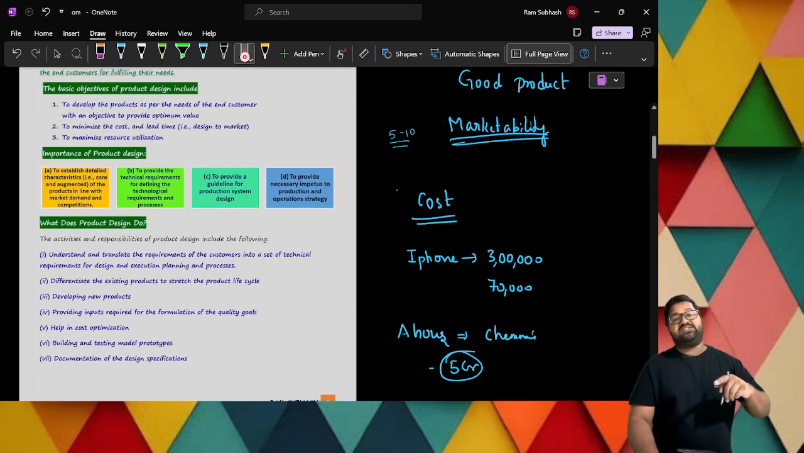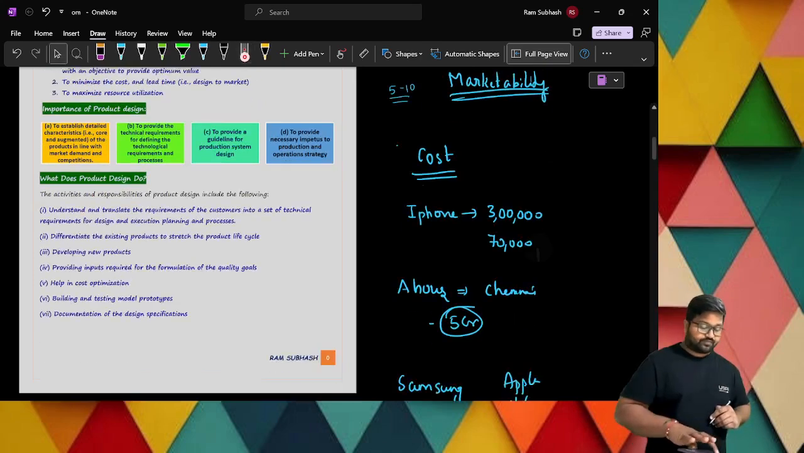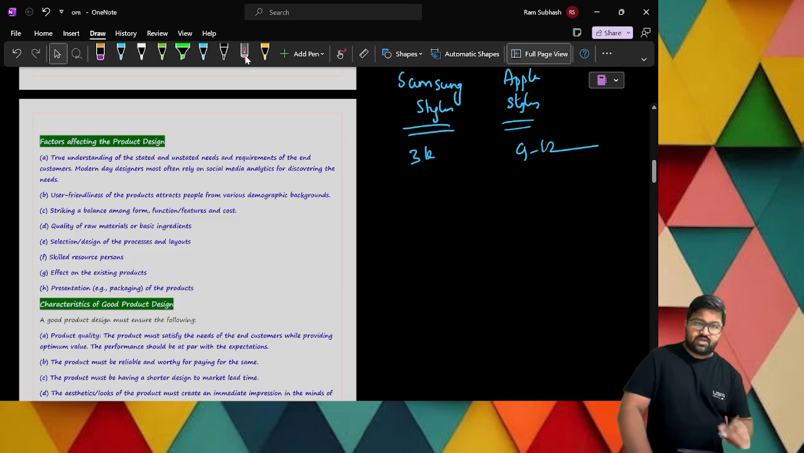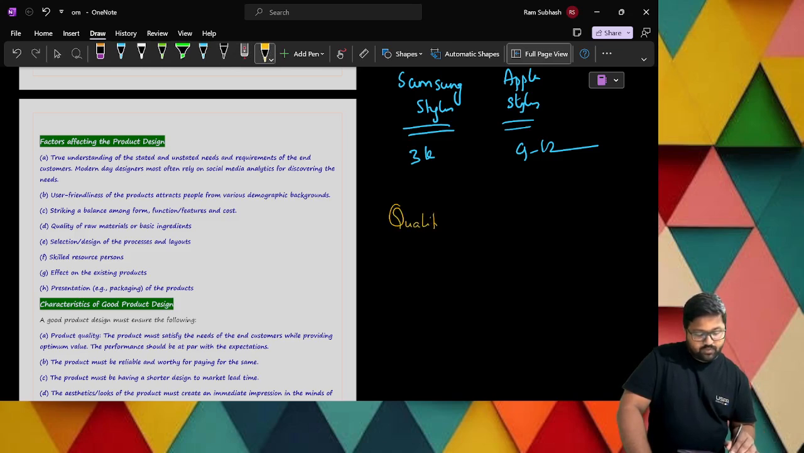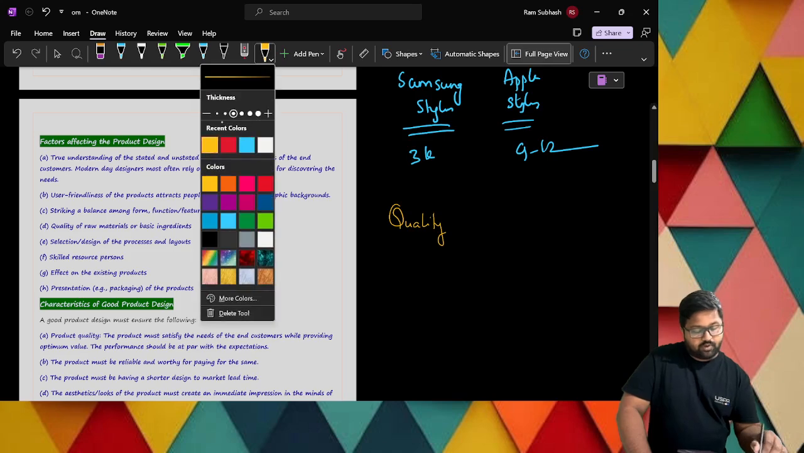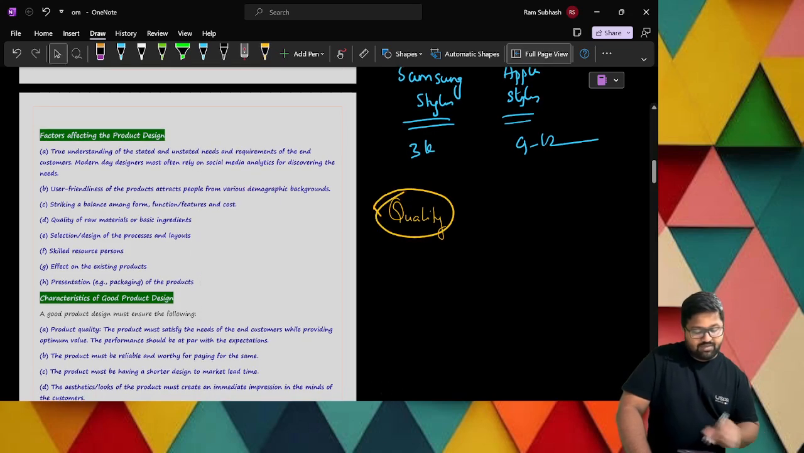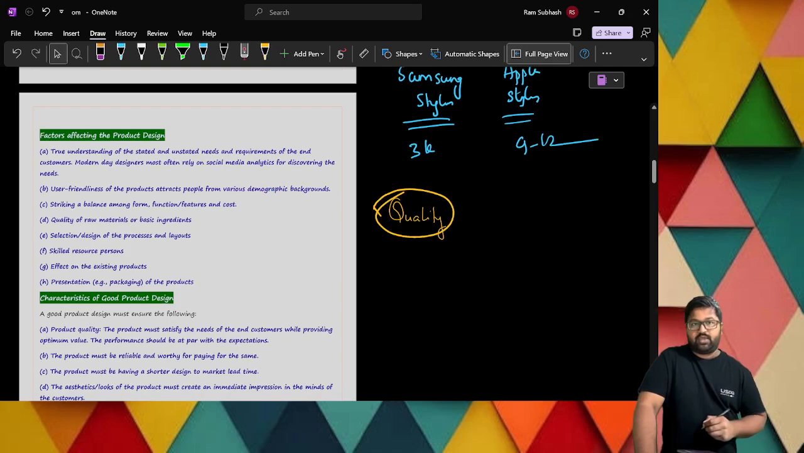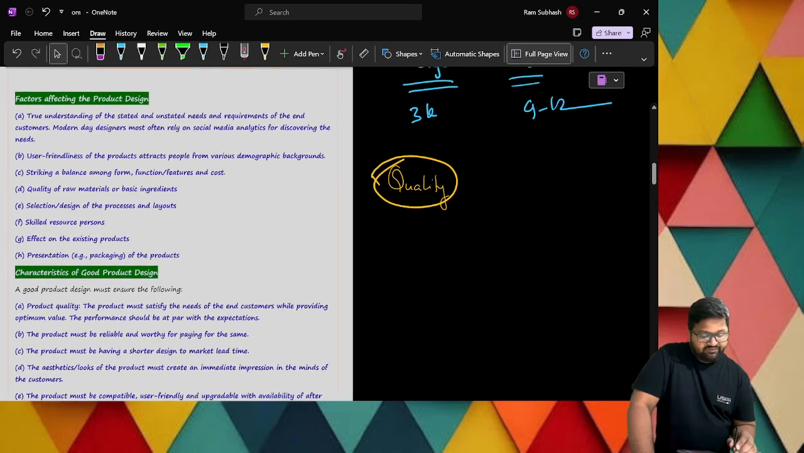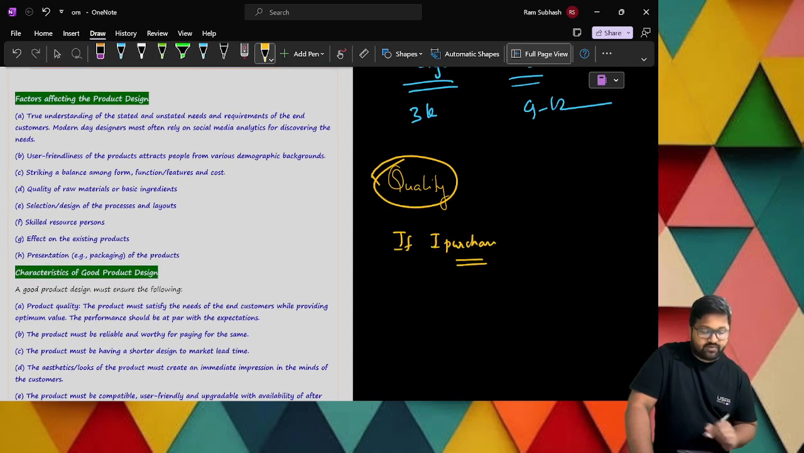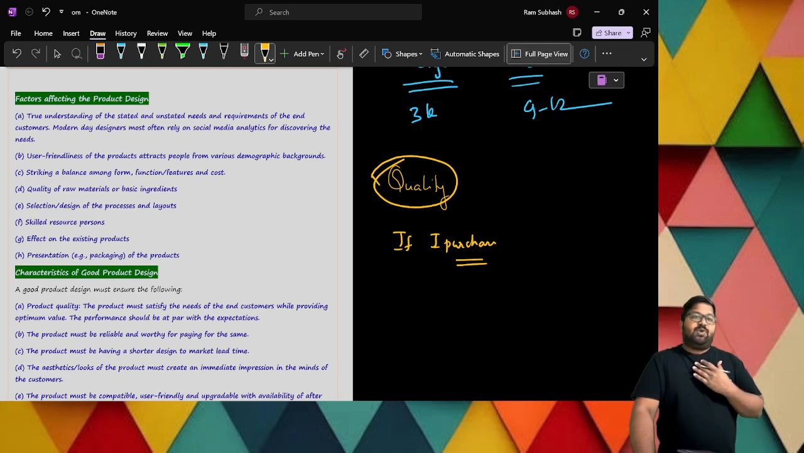What is the third feature which makes a product a good one? A product can be said to be good with the help of quality. The quality makes a product good. So what is the quality? If I purchase a product, what do I expect from that? It should serve my purpose.